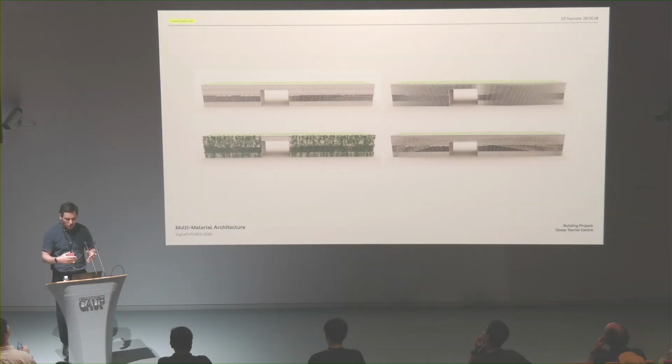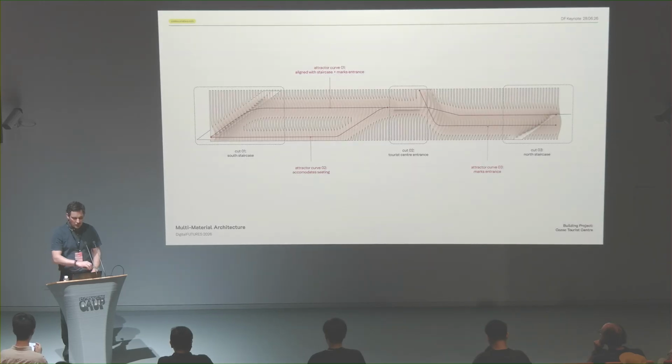From that point onwards, we started to explore possibilities in how we organize and structure these ribs. There was also this idea of planting, etc. What we came up with in the end was to use these curve attractors to get the ribs to swell, to pronounce the entrance to the building.